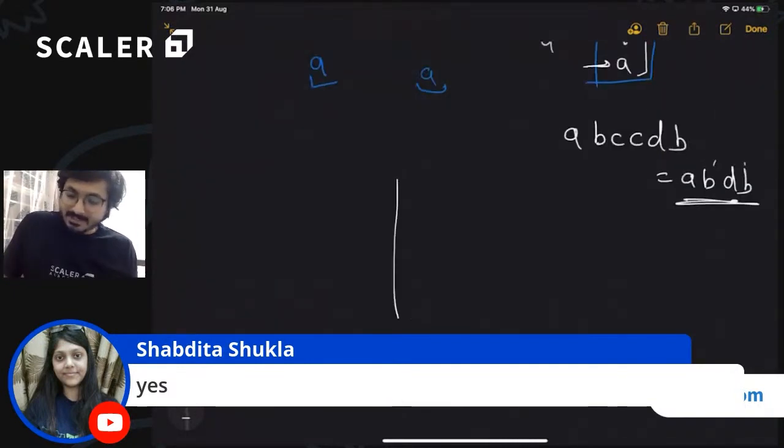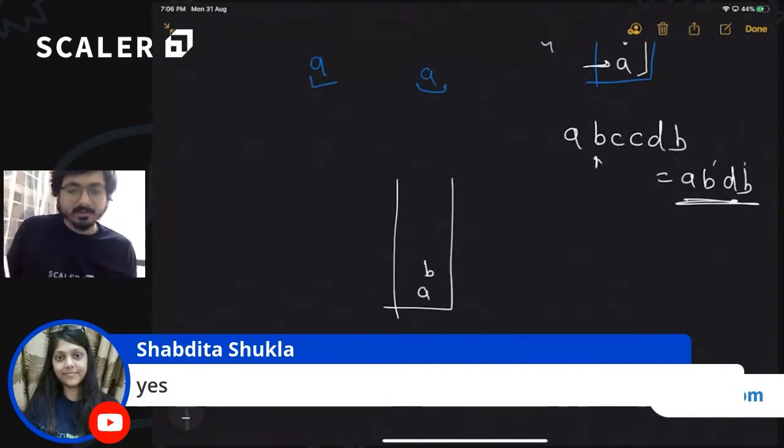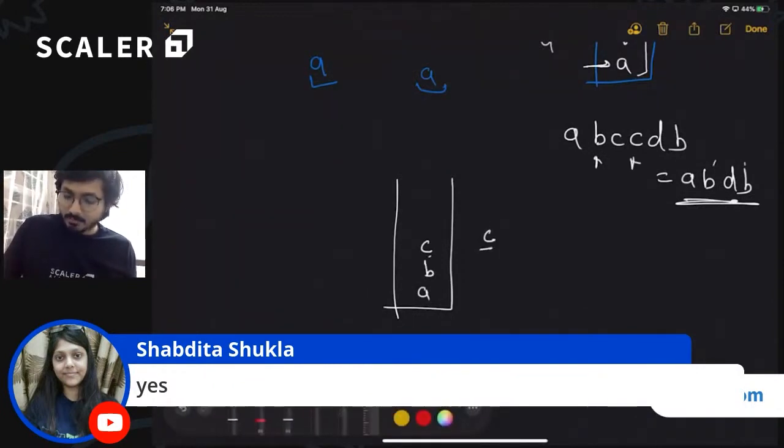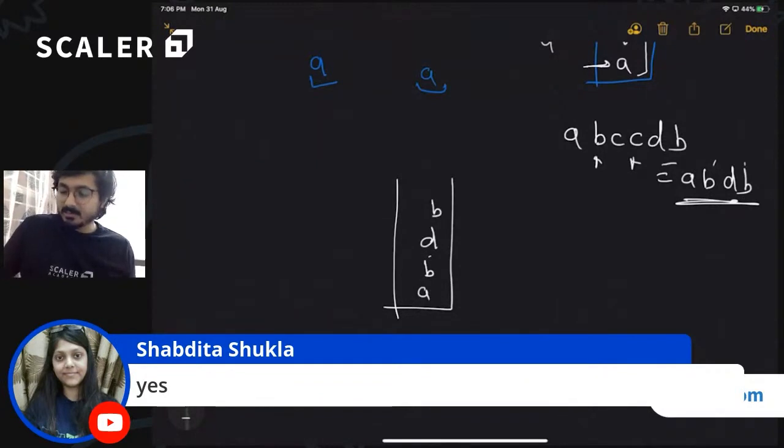So if you take a stack, first you enter A, then you get B, B is not same as A, so you push, then you get C, C is also not same as B, so you push, then you get another C. Now these two C are same, so you pop this C. Then you get D, so you push D, then you get another B, you push B. Whatever is remaining is same as the answer.